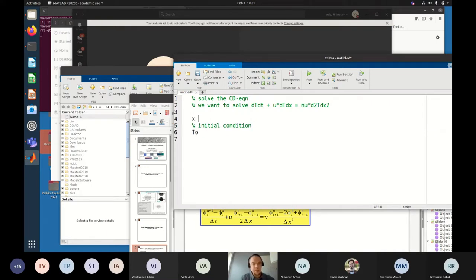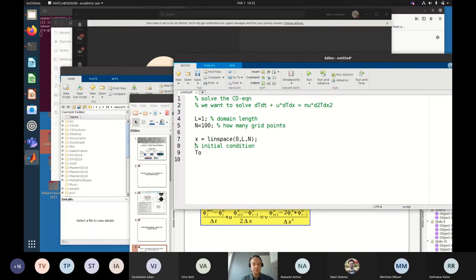Let's first of all say that we have a domain x, so we have a domain of length, let's say 1 meter. That's the domain length. That's the x interval. We want to solve from 0 to L. Then we want to say that we put there 100 points. How many grid points? That's the resolution.